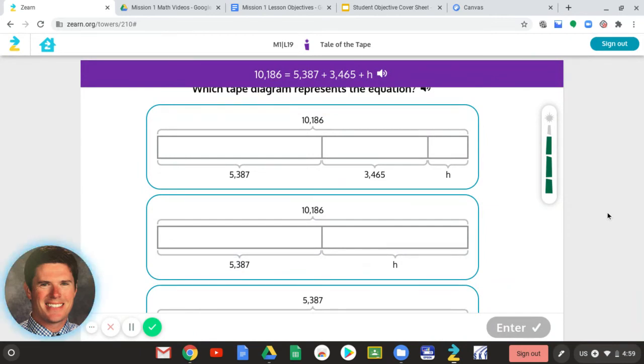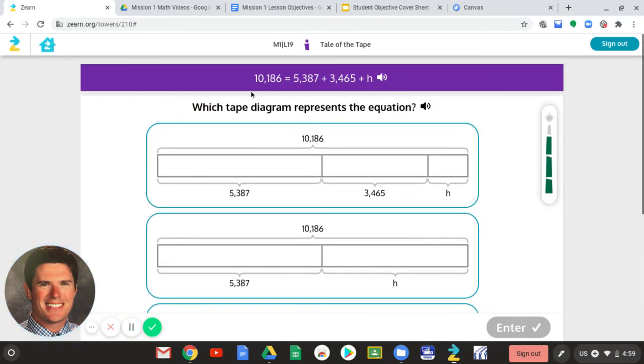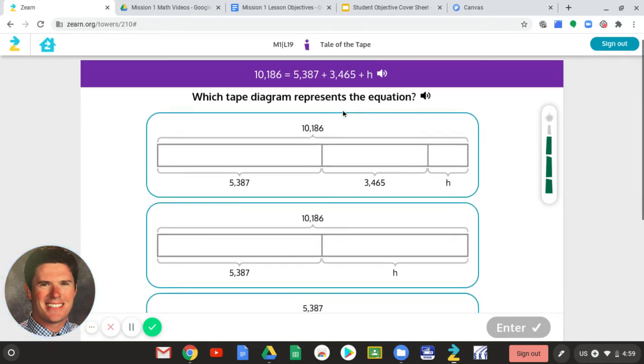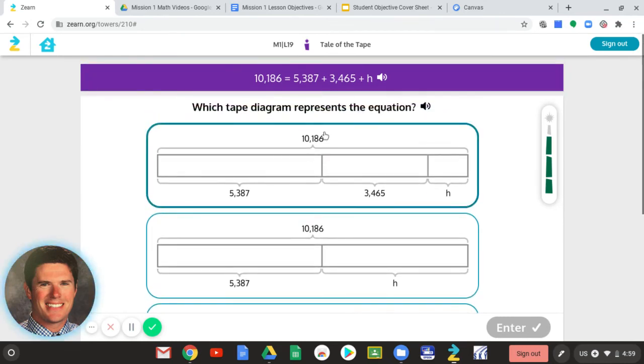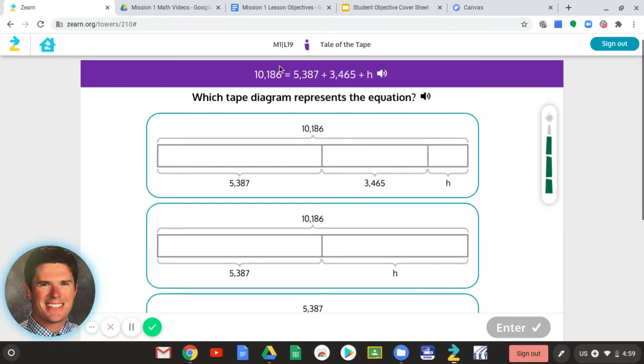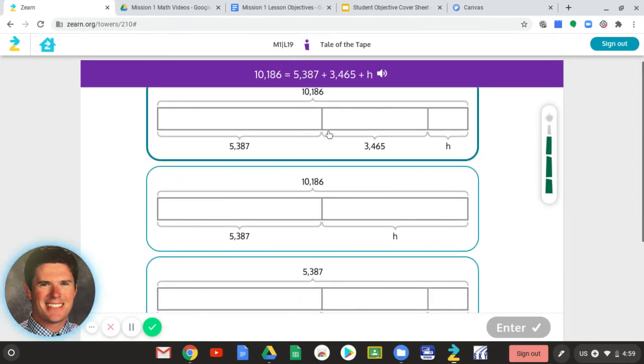And this last part it has me doing, if it's given this equation, 10,186 equals 5,387 plus 3,465 plus h, and remember h is our variable or unknown, which tape diagram represents that equation? Well, we know the total, and we know it has 3 pieces. And we know 2 of the pieces, and one of the pieces we don't know, and that's h. So which one of those shows 10,186 is the total?